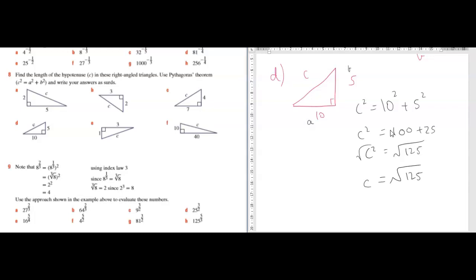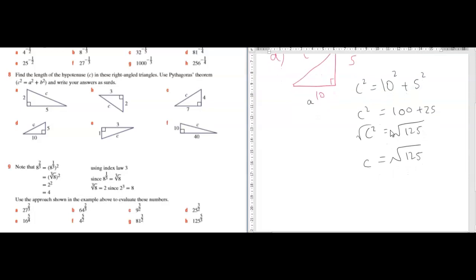Now, when we do thirds, we can actually simplify this further, but at this point, you don't have to simplify it any further. But I'm going to do it anyway because some of you might be interested in what I'm saying when I say simplifying thirds. Okay, so we've got the square root of 125.